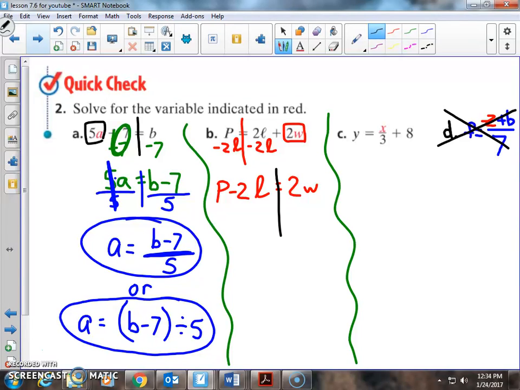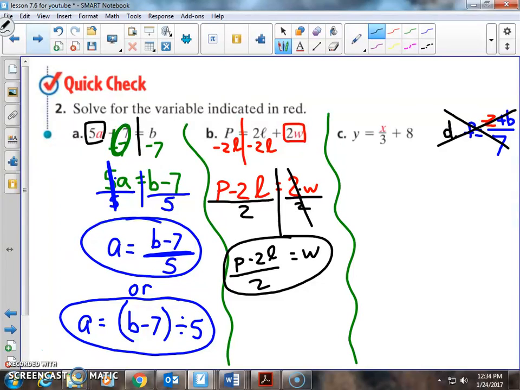Next, I want to get W all alone. They did 2 times W, so I'm going to divide by 2. Again, like before on letter A, example A, we want to divide the whole thing. So a big fraction bar to show division. The 2's cancel on the right. I know I have W all alone. And on the left side, I have P minus 2L, all divided by 2. This is one great way to write that answer.